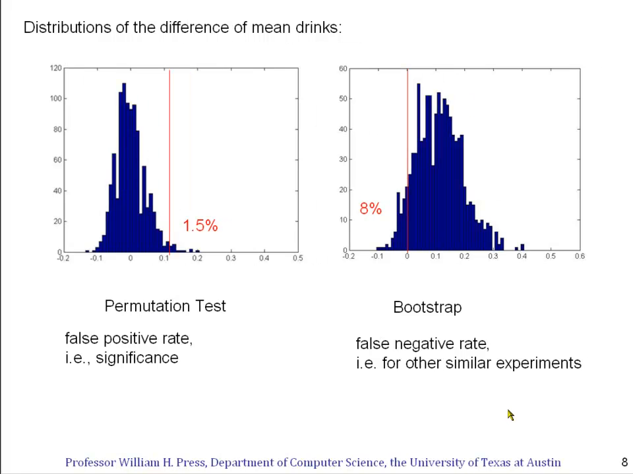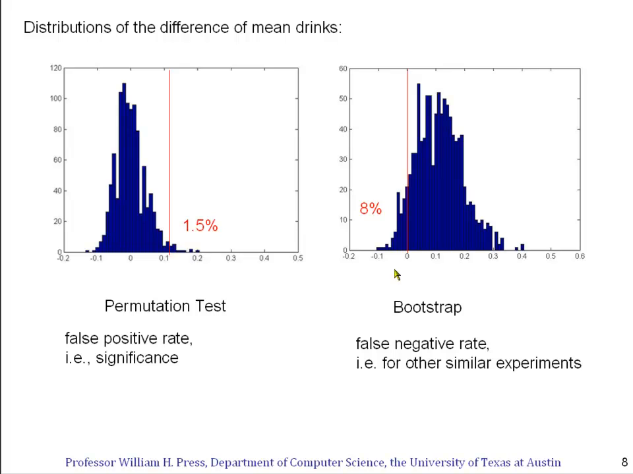Just to nail this difference in the conceptual framework, let me show you the two histograms we've been considering. Here's the permutation test. It's under the null hypothesis, so it's centered around 0, and we're interested in the right tail, which is how often we could have gotten a value as significant as we see for the real data by chance. And the answer was only 1.5% of the time.